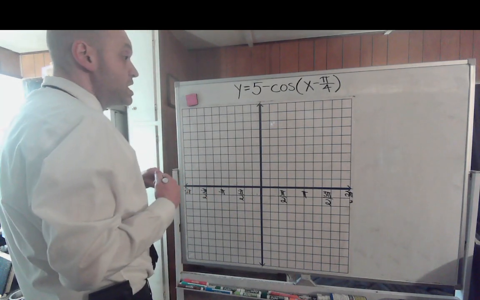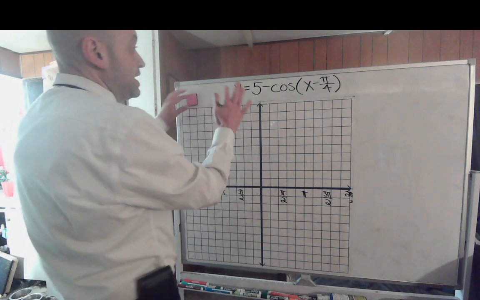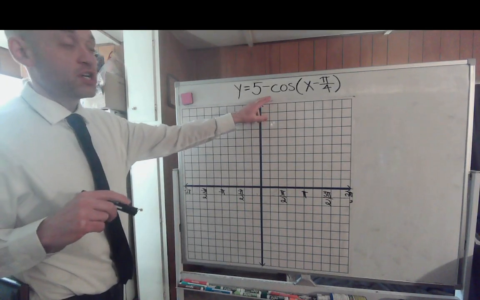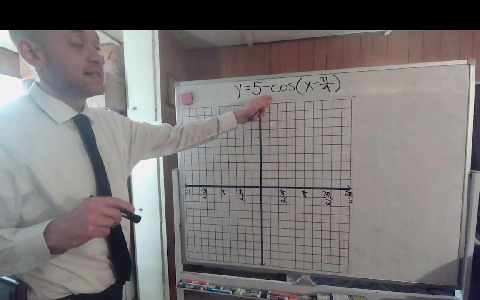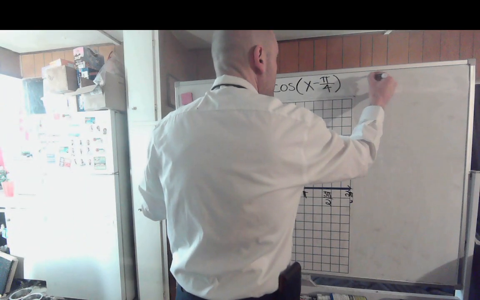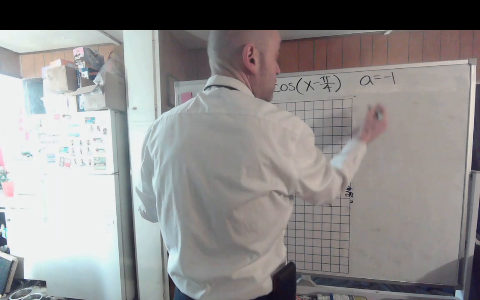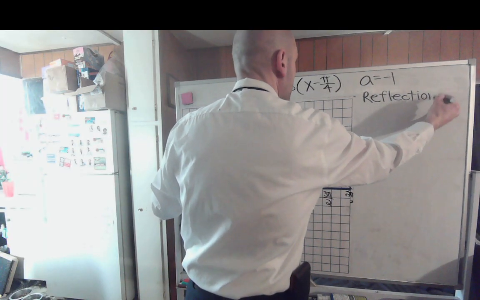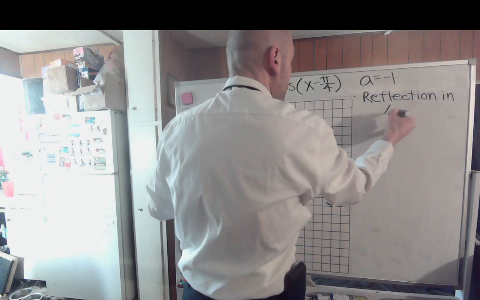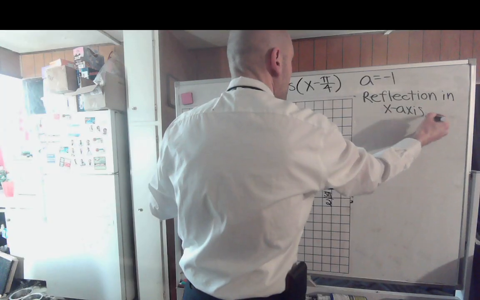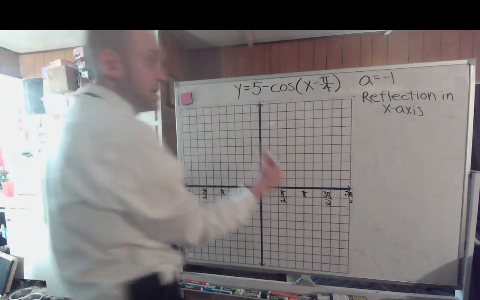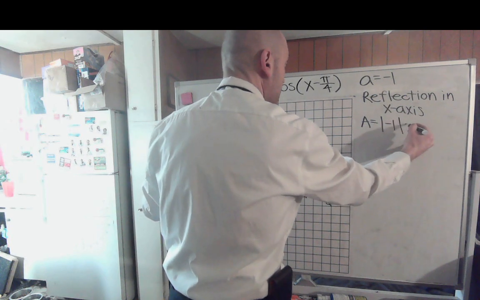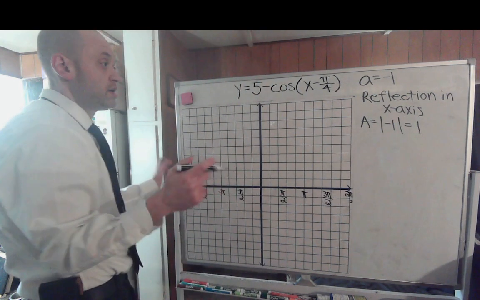So let's see here. What is our a? What's the coefficient of a? So that's a -1 on the cosine, right? Your a equals -1, which means you have a reflection in the x-axis for sure. Let's start with that. Reflection in the x-axis. Now, to find your amplitude, you would take the absolute value of that a. So the absolute value of -1, that means your amplitude is 1.